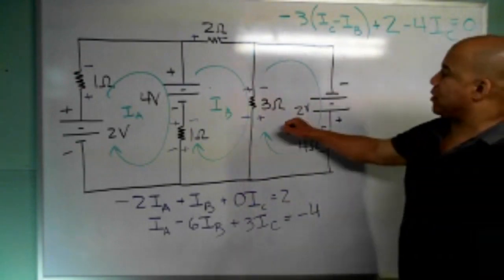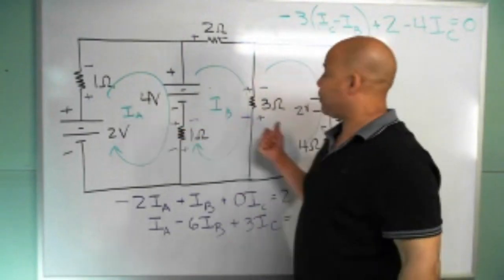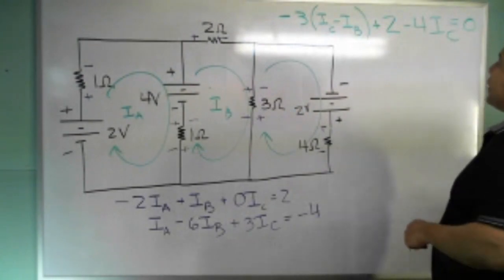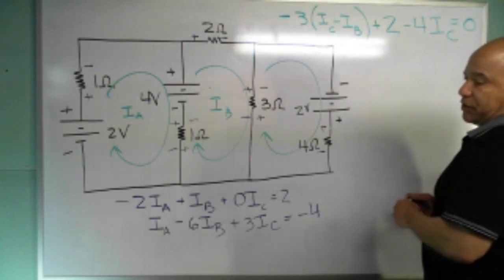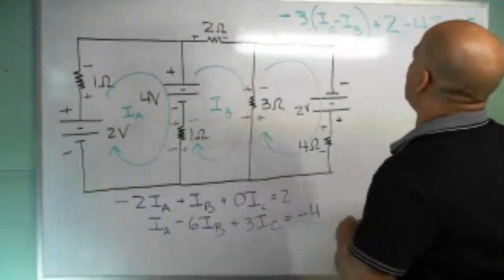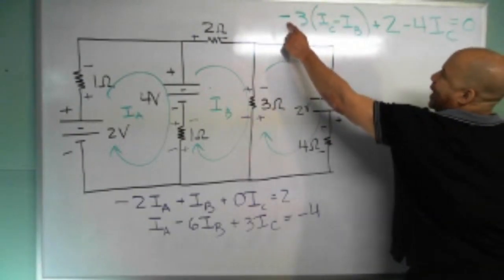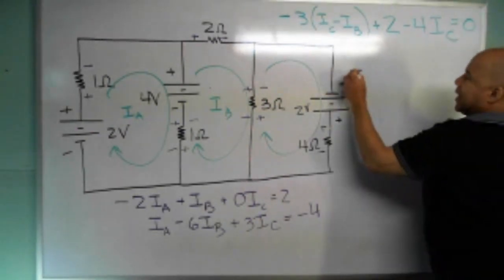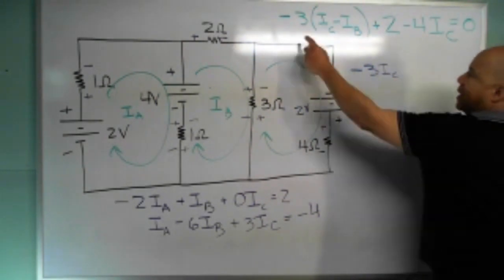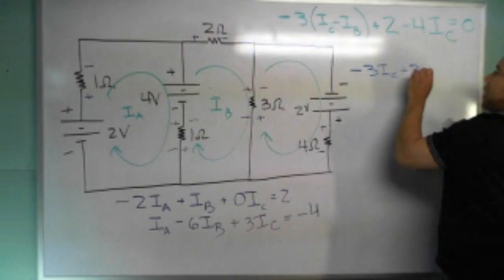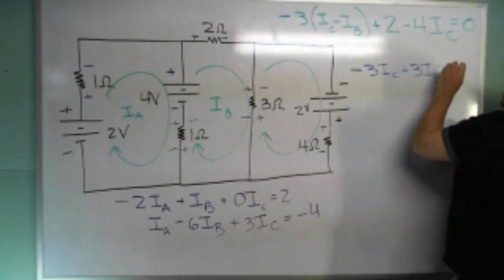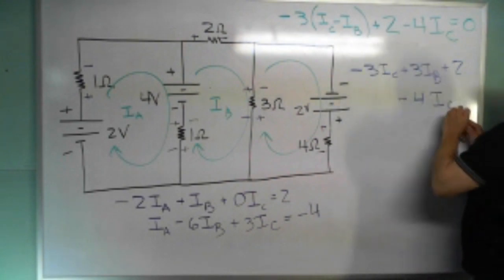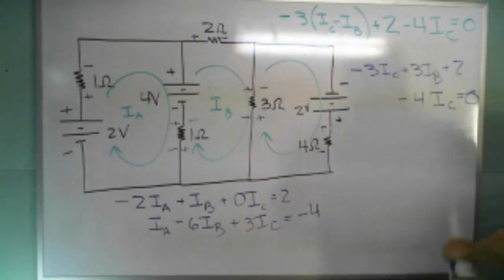Now, this is the one where I have the window here, and it doesn't touch IA. So I got to put that placeholder in there. You got to remember to put that 0 on it. So once we do all the math, let me change this to blue. If I multiply this, I got -3 times this, so I got a minus 3 IC. I got a minus times a minus, which is a plus 3 IB. I got the plus 2, and I got minus 4 IC, and all that's got to equal 0. So that's all one equation.